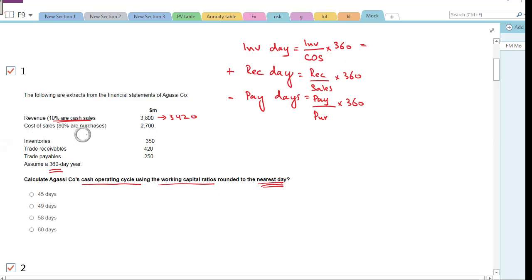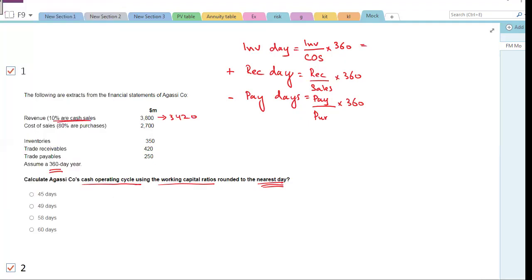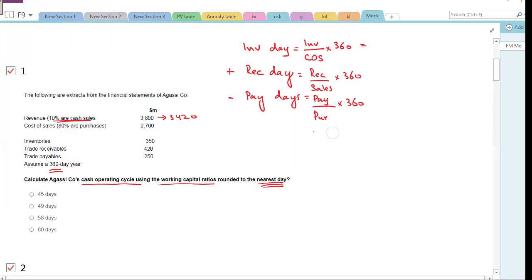Then the cost of sale is given, but then it says that 80% are purchases. So that's what we are going to use over here. 2,700 multiplied by 80% will give you 2,160. So the purchases will be 2,160, right? Okay, let's start solving it now.